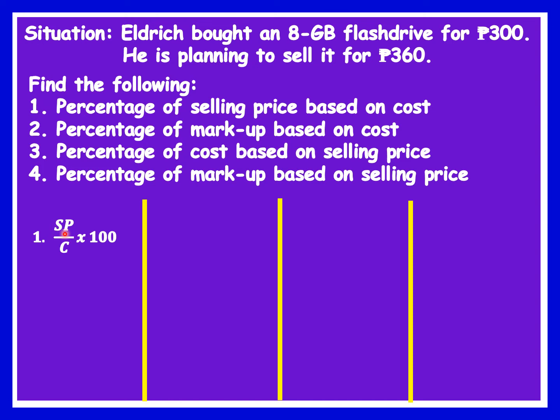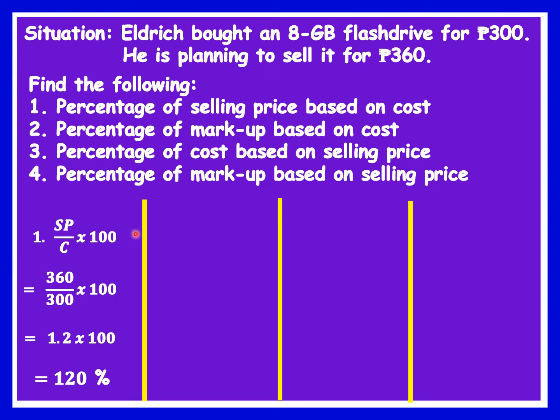So, substitute now the given. Our selling price is 360 and the cost is 300 pesos. Let us divide this first before we multiply. So that will be 1 and 2/10 or 1.2. Bring down the operation multiplication and bring down the 100. Then 1.2 multiplied by 100 is 120. Since we are looking for the percentage, we will just affix the percentage symbol. Okay, so therefore number 1 is 120%.